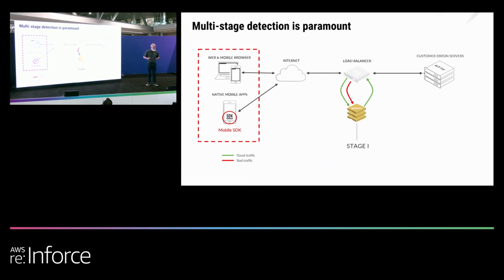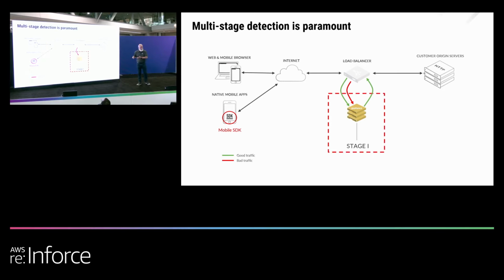So we have JavaScript that runs inside web and mobile browsers, collecting some of those signals. We also have an SDK that sits alongside native apps for the purpose of collecting signals to identify spoofing, to identify bad actors. All those signals are sent through the internet to an appliance. The appliance looks at those signals and makes a real-time determination if the traffic is good or bad. If it's good, it passes it to origin.